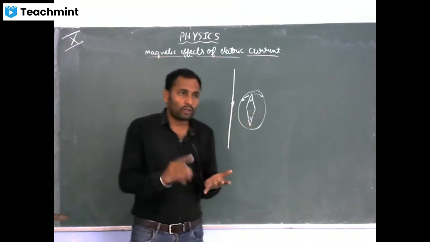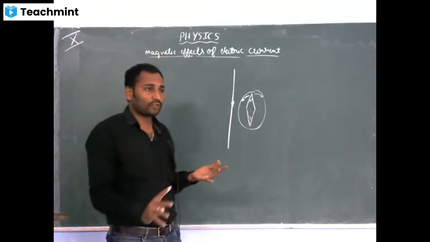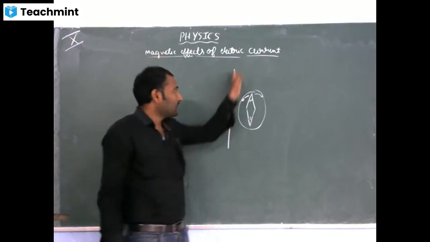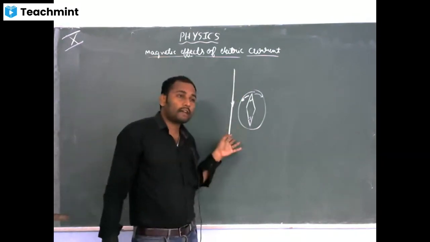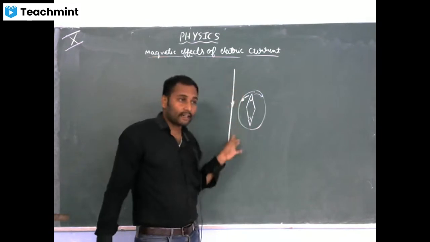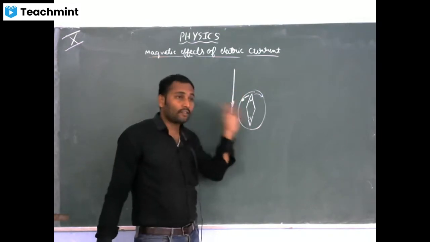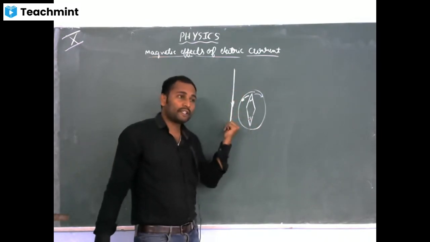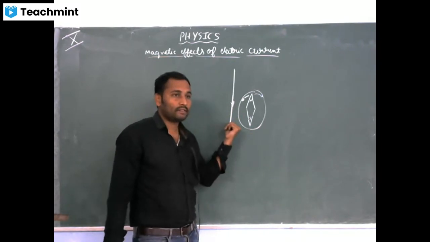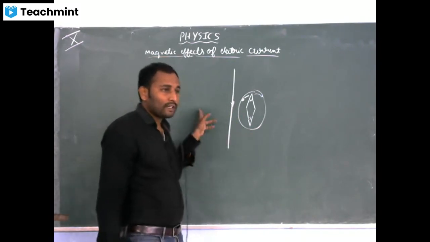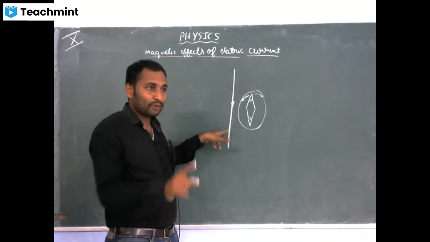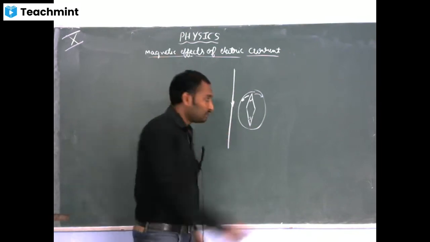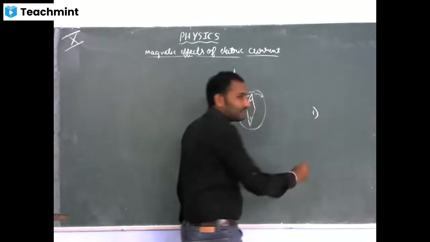So first thing, the scientist Oersted found out that surrounding the region of a current carrying conductor, it produces a magnetic field. Clear? So if you allow the current to pass through a conductor, it produces a magnetic field. This we study in the first part.